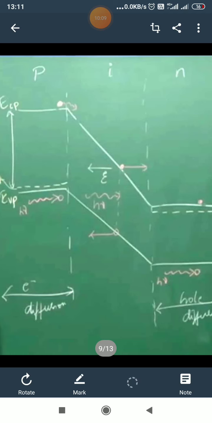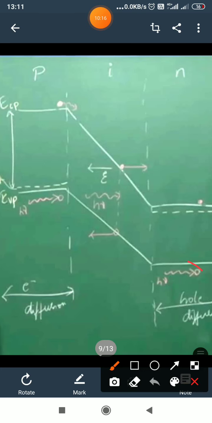When the same light falls on the N region, what will happen? Consider this as the light energy. When this light energy falls on this N region, again the same thing, holes and electrons will be generated. The electron which is present in the N region itself won't do anything.